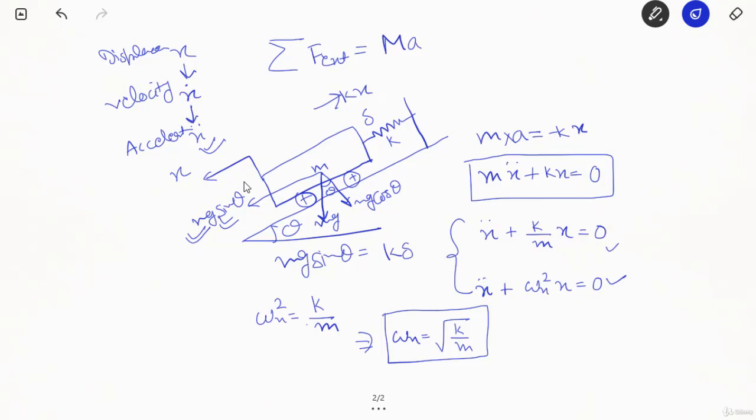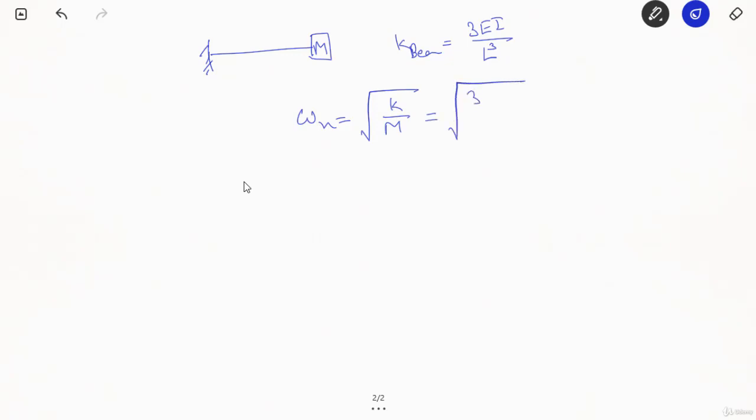Let us see a previous example we have discussed, right? In the beam's case, the cantilever beam we have discussed earlier, we got an expression for stiffness. It is subjected to a mass m at its free end. The K of the beam, if you remember, is given by 3EI divided by L cube. If we use this formula, omega n is equal to square root of k upon m, it will give us the square root of 3EI divided by m L cube, right?